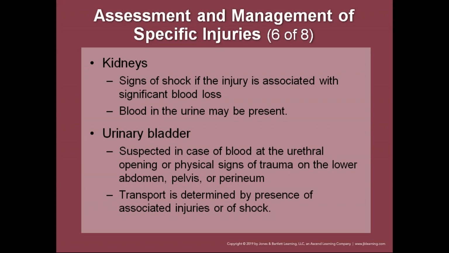Kidneys, signs of shock if the injury is associated with significant blood loss. Blood in the urine is to be expected. Maybe it's present. Treat shock and associated injuries, provide prompt transport to the hospital. For the bladder, suspect a possible injury to the urinary bladder if you see blood in the urethral opening, or physical signs of trauma to the lower abdomen, pelvis, and perineum. Transport again, and treat any injuries or treat for shock.